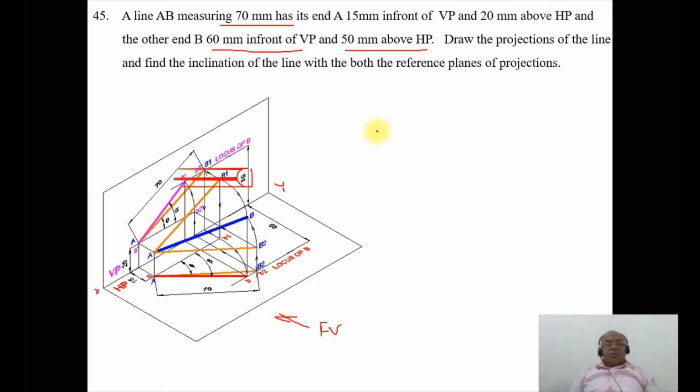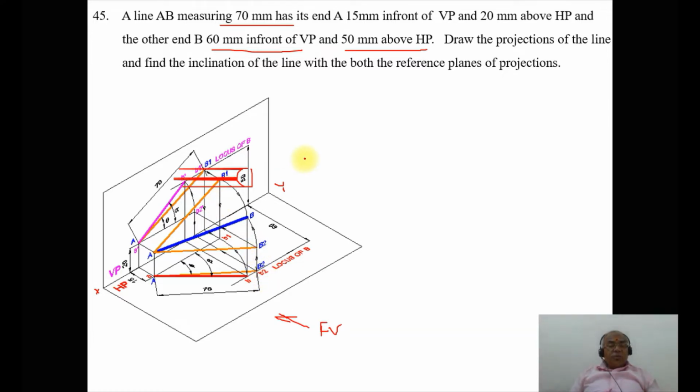Now how do I get this point? We get this point because we have the locus of B in the top view and the locus of B in the front view. You can observe here that B2, when it is projected down, will cut the locus here. Similarly, B1, when it is projected towards XY, gives you this locus. Because of the locus, you have these two points, B1 and B2.